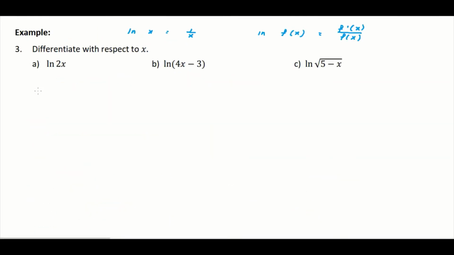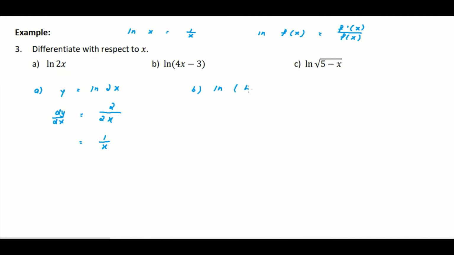Example 3, number A. Same thing, y equals natural log 2x. So dy/dx. This is an easy f(x) as well. Differentiate your f(x) and you get 2, then over it you write the original f(x). So what do you get? 1 over x.